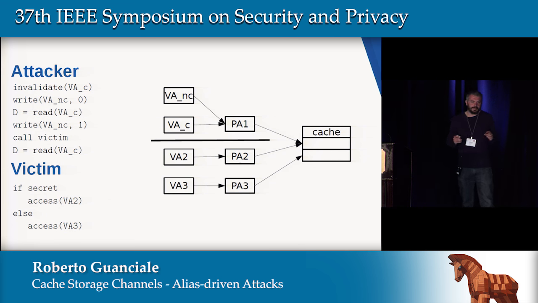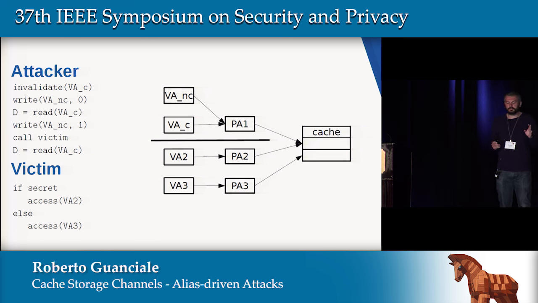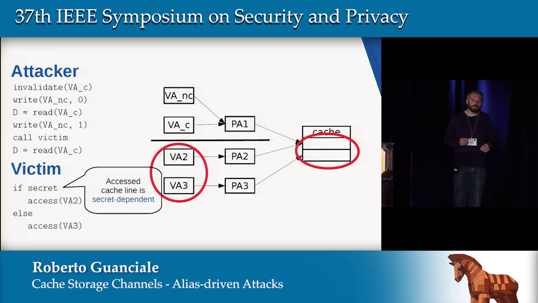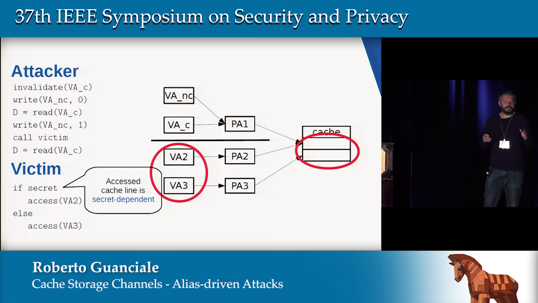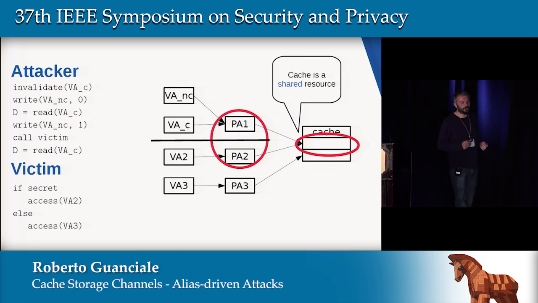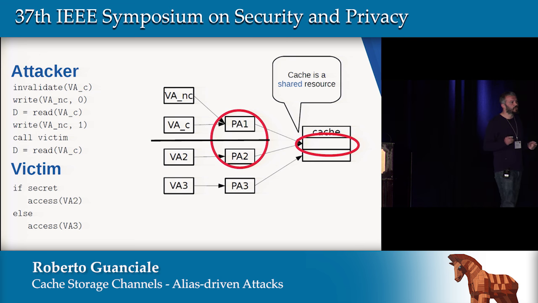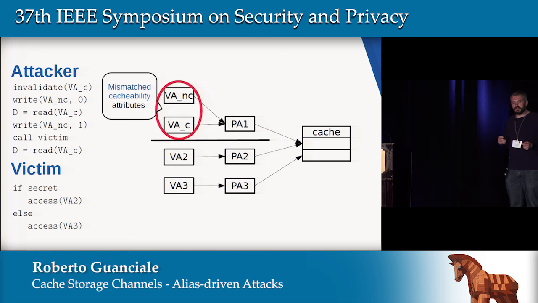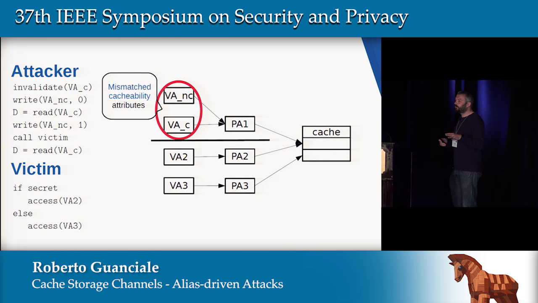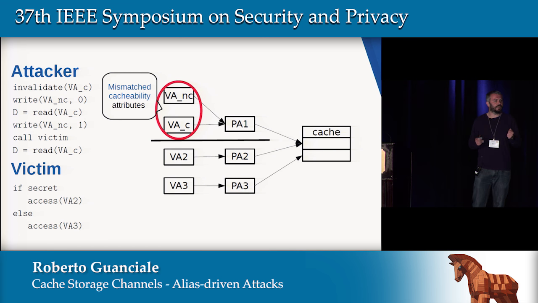So similarly, the same incoherent behavior can be used by an attacker to extract information from a victim. Here, the victim accesses two different cache lines depending on a secret variable. If the variable is zero, the victim accesses the first line, otherwise it accesses the second line. There is no shared memory here, but both the attacker and the victim share the cache. And the attacker now uses mismatched cacheability attribute over its own memory region to measure if the cache is exposing some incoherent behavior.